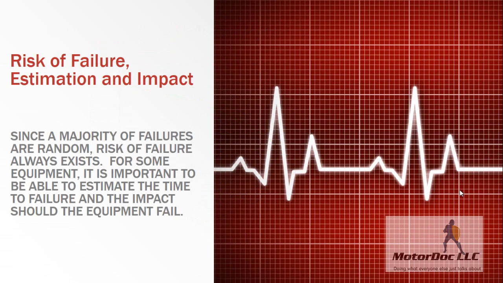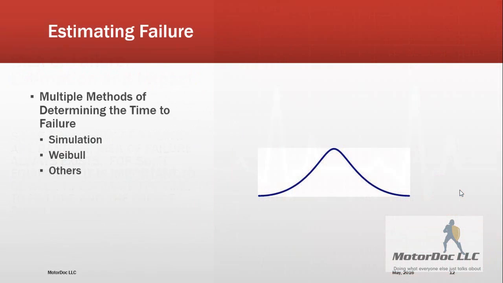Since a majority of failures are random, risk of failure always exists. A majority of these random failures are not instantaneous, but can be detected in advance with properly selected tests and inspections. For critical equipment, it is important to be able to estimate the time to failure so that the impact, or what the impact should be, if the equipment should fail. There are a number of methods to determine, with varying degrees of accuracy, an estimate of the time to failure for a complete component or system.